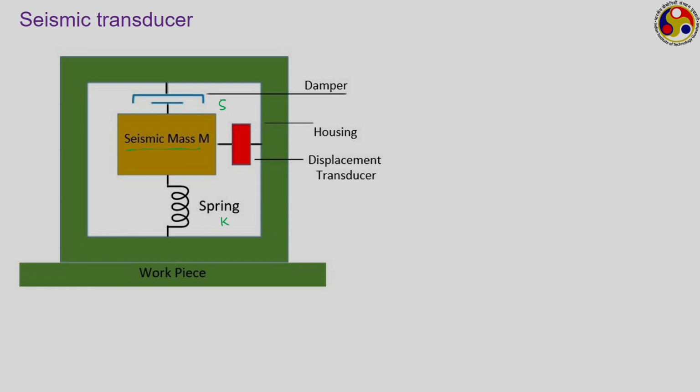So this entire assembly is located inside a housing, and we have this workpiece, which is the one that is undergoing oscillations. So from this particular assembly, we can easily get an idea about the vibration or the entire nature of vibration, the amplitude, its oscillation frequency, and also the nature of the waveform using a simple arrangement like a seismic transducer. Depending upon the configuration of the transducer, it can be used as a vibrometer or accelerometer.